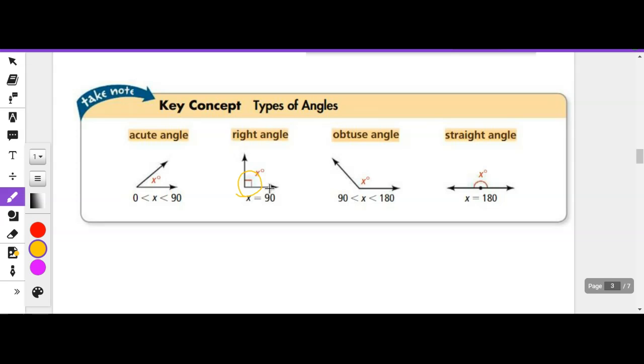The other type is an obtuse angle. This angle is greater than 90 degrees, but less than 180 degrees. And then we have our straight angle, which is equal to 180 degrees.